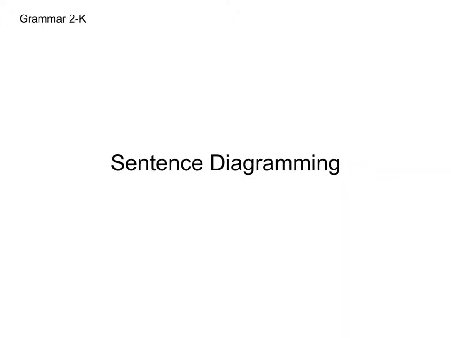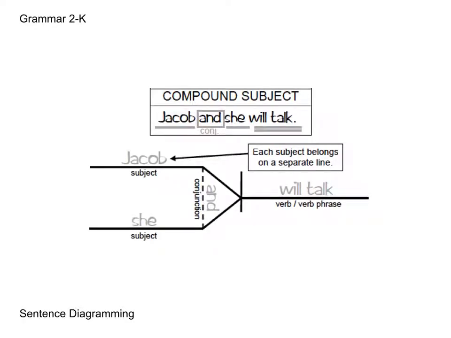Our last concept is going to be sentence diagramming. In this book, we're going to look at compound subjects and how to diagram those in a sentence. Notice that the sentence is Jacob and she will talk. So we have two subjects, and they both go on the same side of the vertical line. So we have Jacob here, and then we have she. Notice that that vertical line is still separating the subject and the verb. All of the subjects go on the same side, and we just include that conjunction to connect them. So we have kind of like a triangular little structure here so that all of the subjects are included. And then we have the verb on the other side, which is will talk.